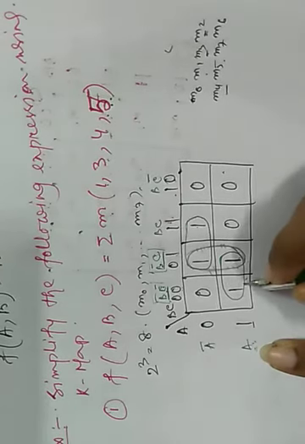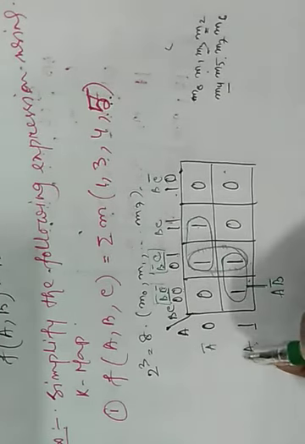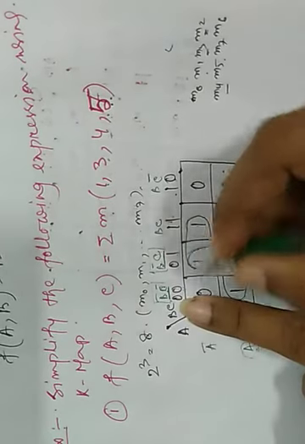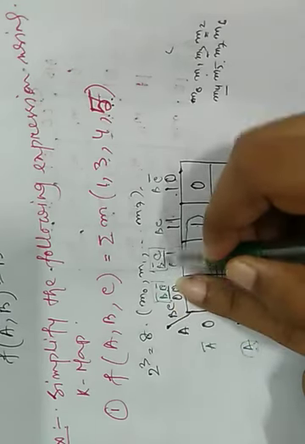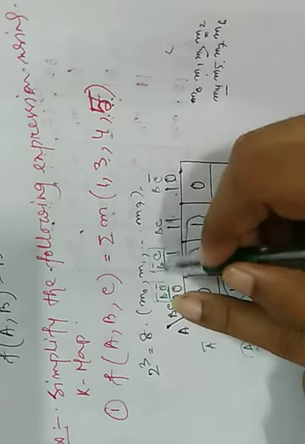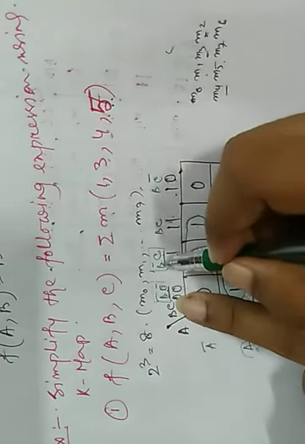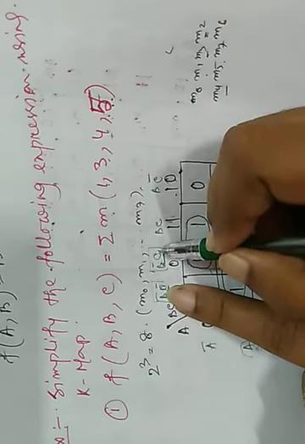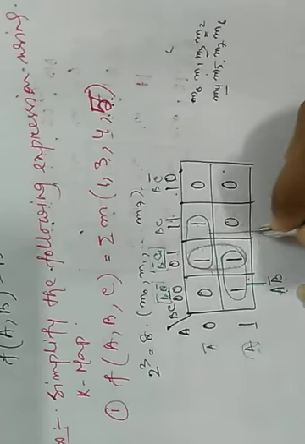So for this circle our min term is A, and for the vertical column B bar. Again I am repeating, for the horizontal column there is only a single A, so A should be taken, and for the vertical column there are two combinations of variables, and we have to take the variable which is common in both columns. So B bar is common in both columns, but C and C bar are not common, so we have to take B bar. Now for this circle, let us see.